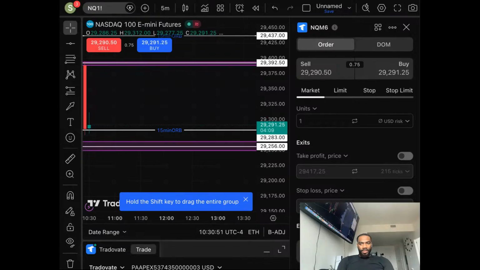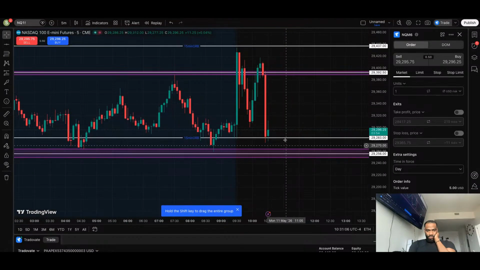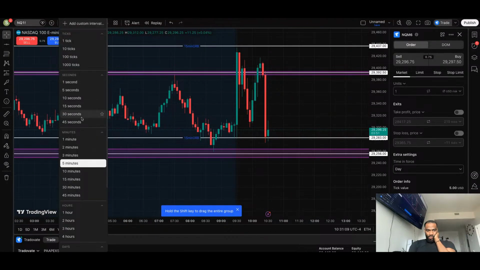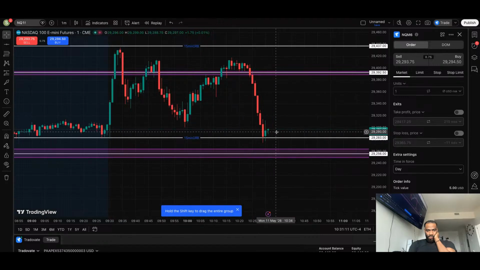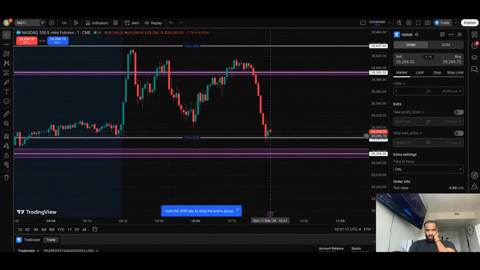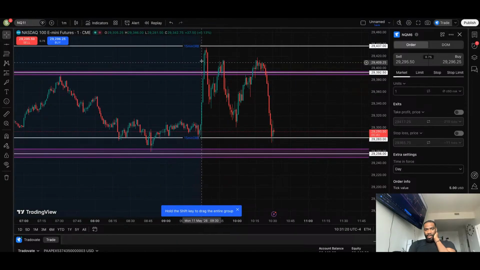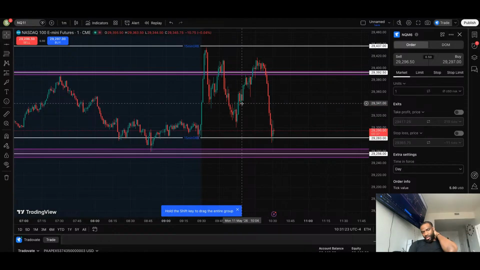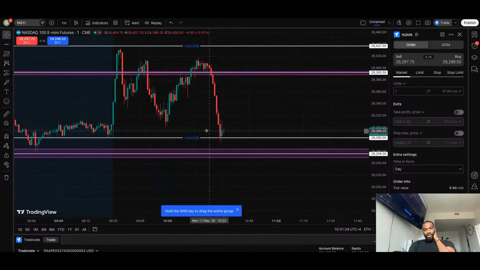You see how this candle reacts. See how this candle reacts. And we're still in the middle of our 15-minute open range. So we're gonna use these levels to trade off of. It's a good place to enter actually.